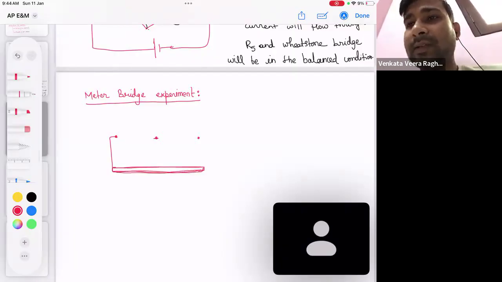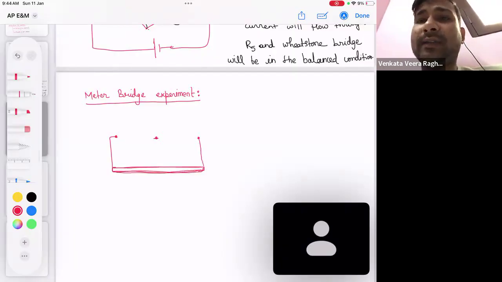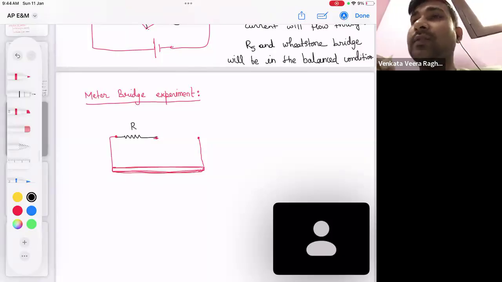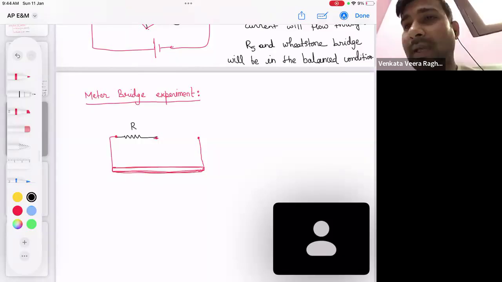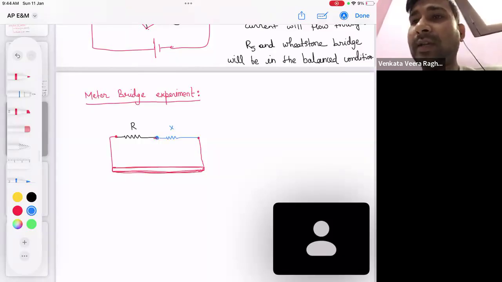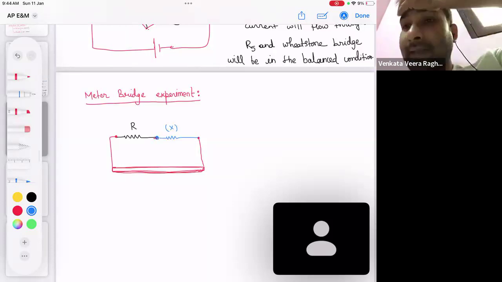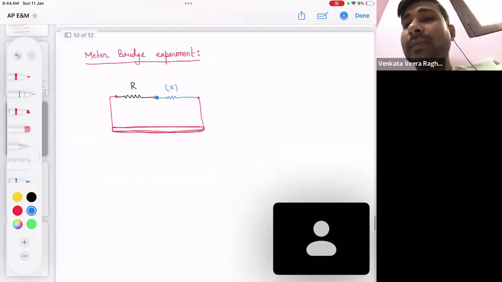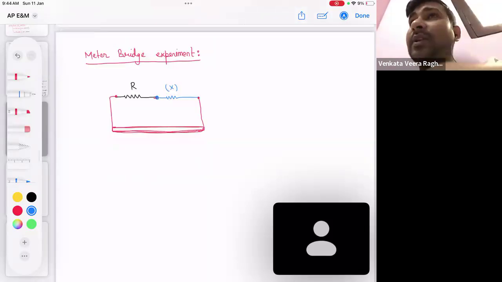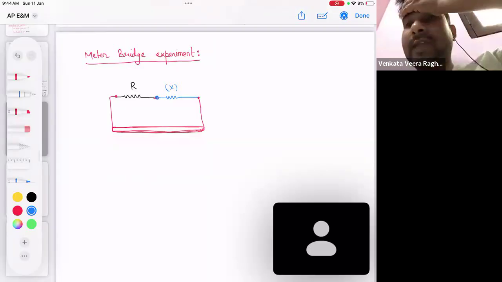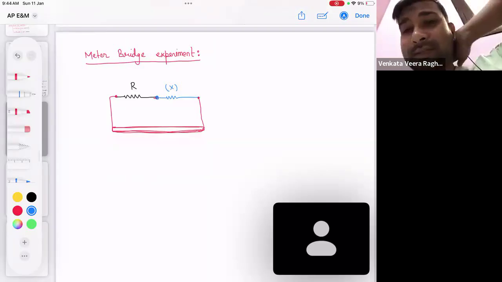A chromium wire is there, and these two slots will be there. In one slot, you will keep a resistance whose value is known to you, and in the other slot, you will keep a resistance which is unknown, which you have to calculate. This meter bridge experiment is only for finding the unknown resistance.